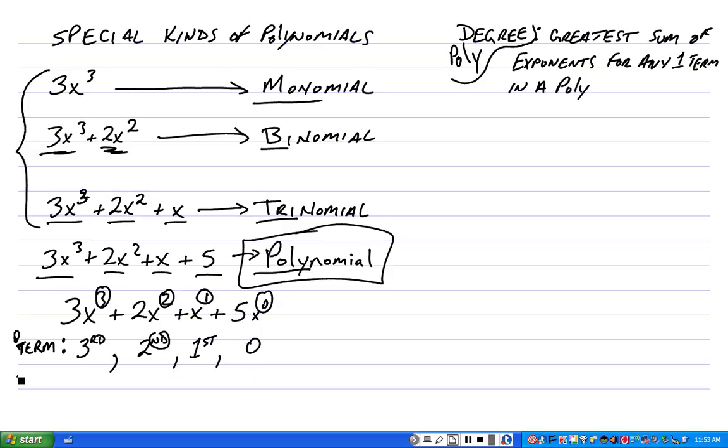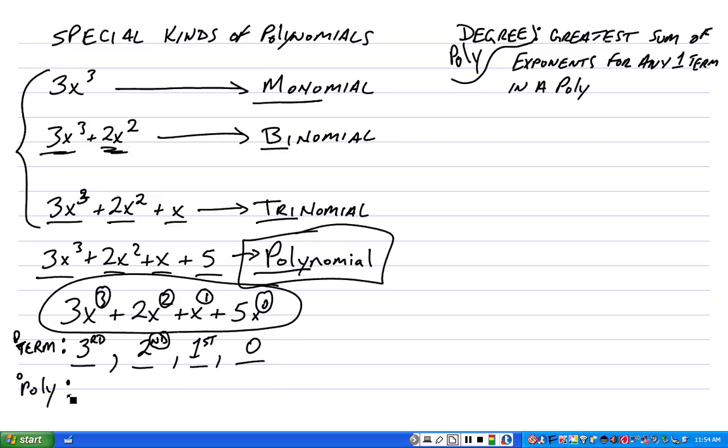Now, the degree of the polynomial, the degree of the whole thing, is determined by whatever the highest number is in our list. So we look at our list of degrees for the terms, and whatever the highest degree we come up with, that's the degree for the whole polynomial. So because third is the highest out of these we have listed, the degree for the entire polynomial would be considered third degree. Alright, so let's look at another one.